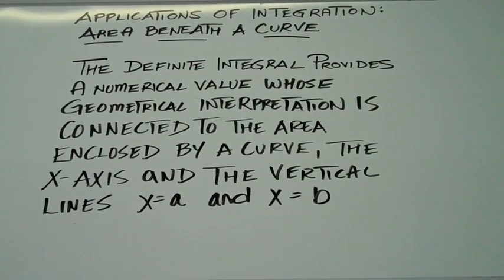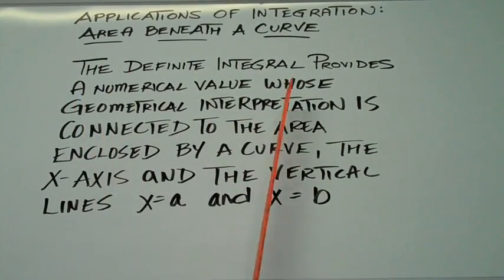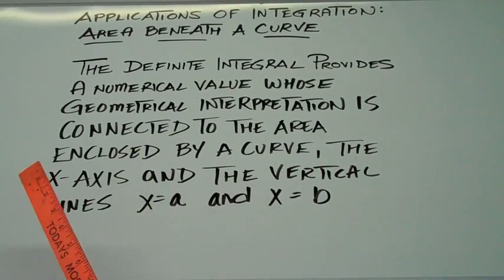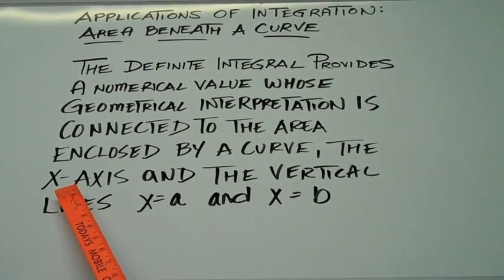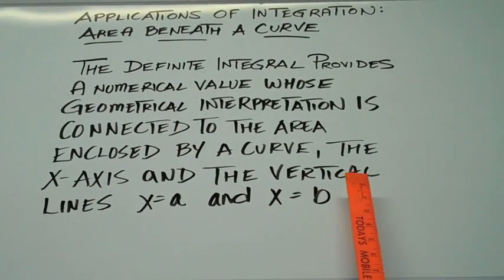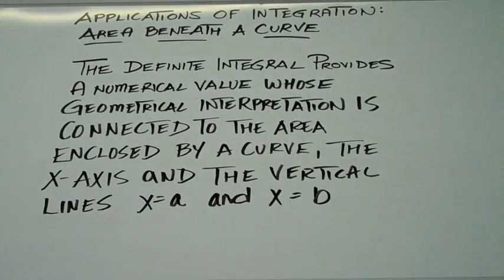So here is our official statement for integration and area beneath the curve. The definite integral provides a numerical value whose geometric interpretation is connected to the area enclosed by a curve, f of x, the x-axis, that's very important, that it's this axis here, the curve, and the vertical lines x equals a and x equals b.